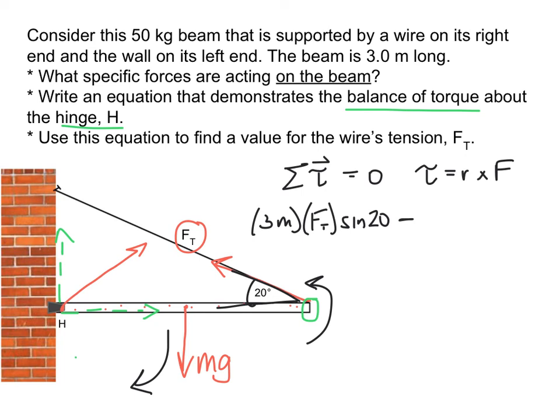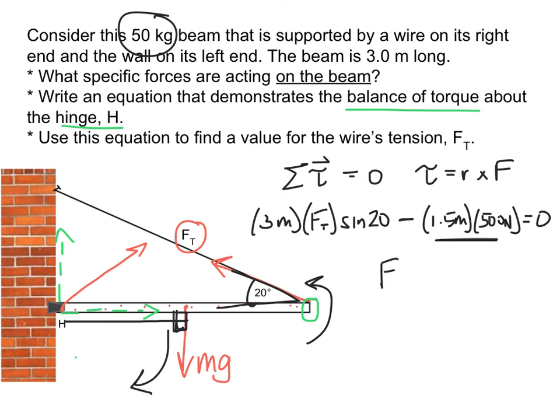And this weight force is halfway along the beam. So I use 1.5 meters as my R. And my weight is going to be the mass times 10 newtons per kilogram, so 500 newtons. And then I don't need to worry about the angle because this is a perpendicular arrangement. All right, and when I multiply this side and divide by the numbers over here, I find that my tension force, this is the last part of the problem, comes out to be about 731 newtons.